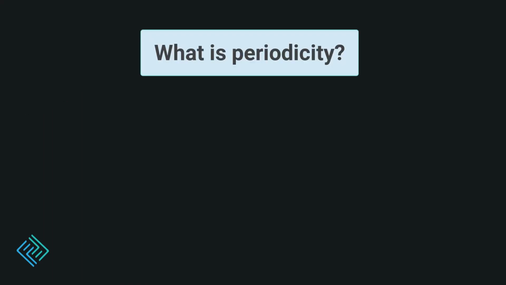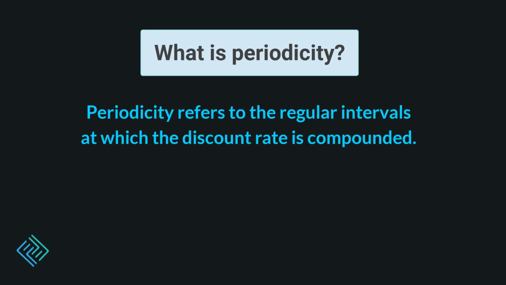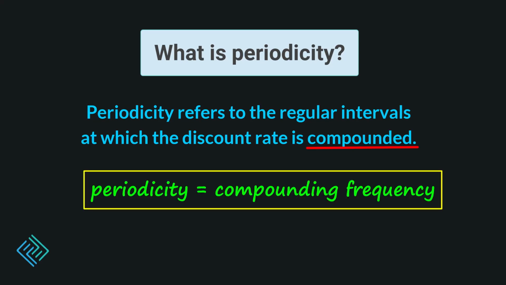Back to periodicity, which we define as follows. Periodicity refers to the regular intervals at which the discount rate is compounded. Therefore, periodicity is determined on the basis of compounding frequency, not the cash flow frequency.